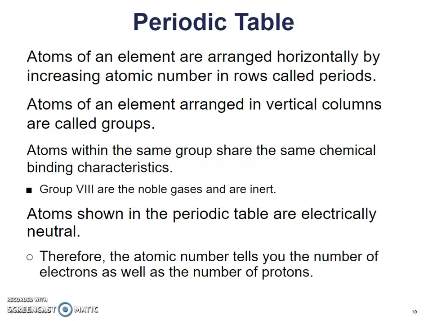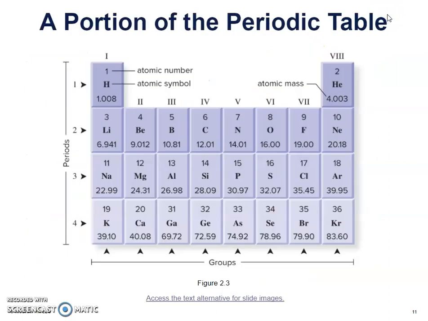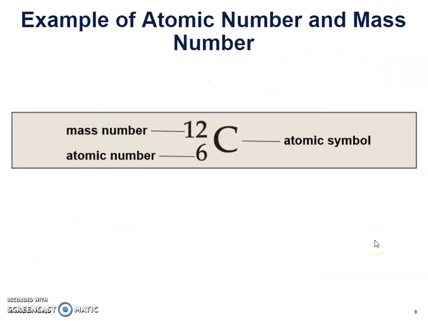Atoms of an element are arranged horizontally by increasing atomic number in rows called periods. So as you move from left to right on the periodic table, the atomic number increases. Atoms are also arranged into vertical columns called groups or families. Elements in the same column have similar properties. So all of the elements in the first column are alkali metals, and they have very similar properties.